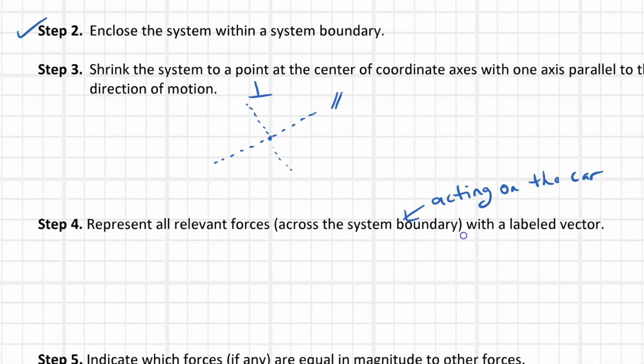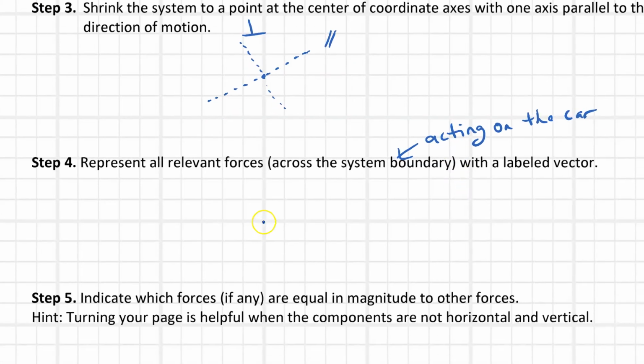With a labeled vector. Okay, so I'll go over here. So we got this coordinate and that coordinate. Now I have the ability to change color. I think that's helpful. All right, so there is a force of gravity downwards on car by Earth.